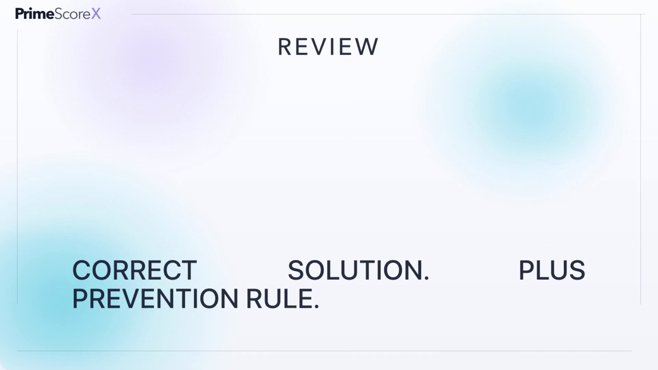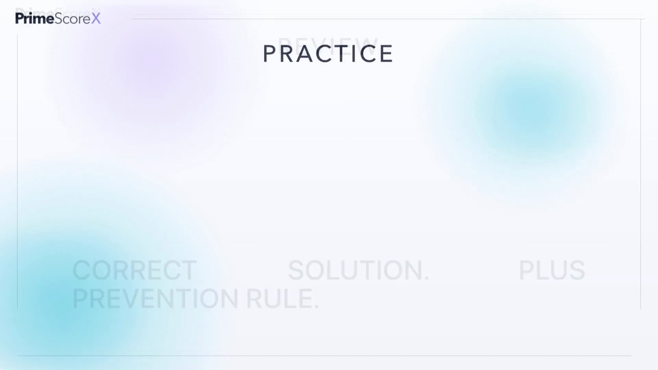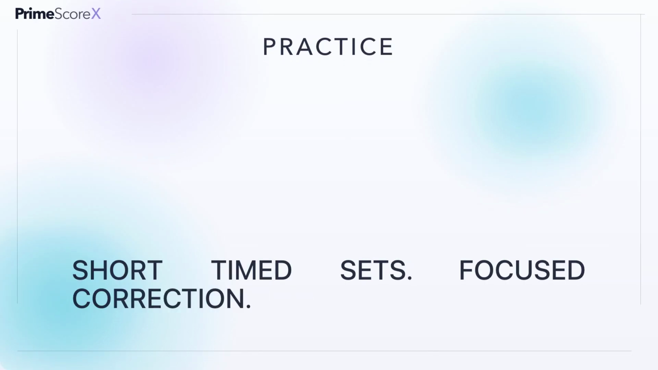After each missed question, write 2 things. First, write the correct solution path in a clean line. Second, write 1 prevention rule. For example, convert units before solving. Underline the final target. Keep negative signs visible or estimate before using the calculator. This turns a mistake into a practical strategy.